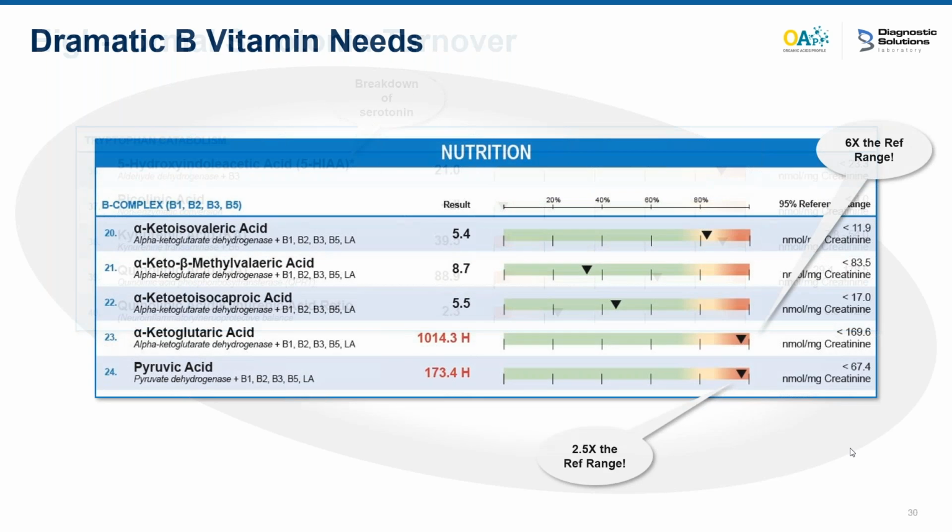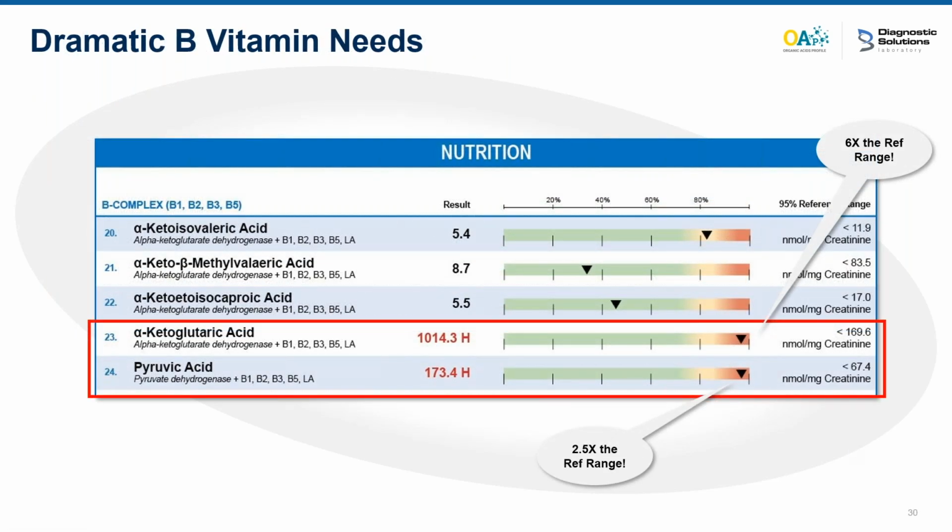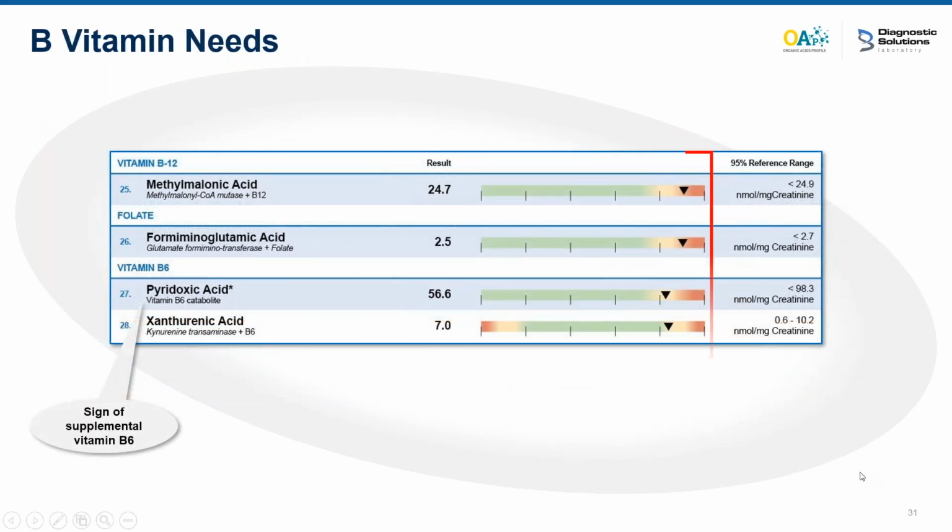Okay, so Dee Dee checks out for a lot of her neurotransmitters. Let's keep looking here. She showed dramatic B vitamin needs. We've got alpha-ketoglutarate acid. We saw this one earlier because it's also in the Krebs cycle. It is 6 times the reference range, and pyruvic acid is 2.5 times the reference range. So she had some extreme abnormals here. They're flagged with red and H. If you look under both of these markers, we see that she needs B complex, B1, 2, 3, 5, and lipoic acid. So this young lady needs B vitamins badly.